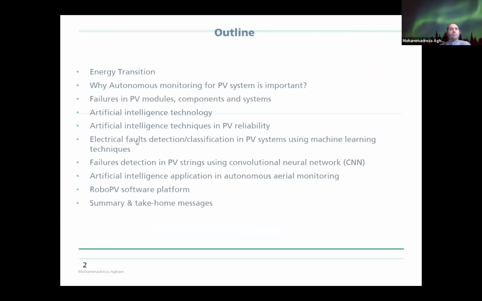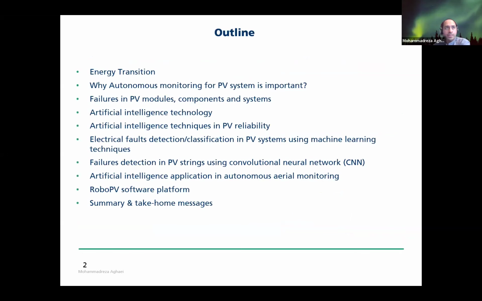So in this talk, we are going to discuss a bit about the energy transition and autonomous monitoring analysis and why it's important. I will give an introduction to the failures in PV modules, components, and systems. I will also introduce artificial intelligence technology and the application of AI. I will give a lot of case studies and examples. And at the end, I will introduce the recently developed software package for aerial inspection. We call it RoboPV.